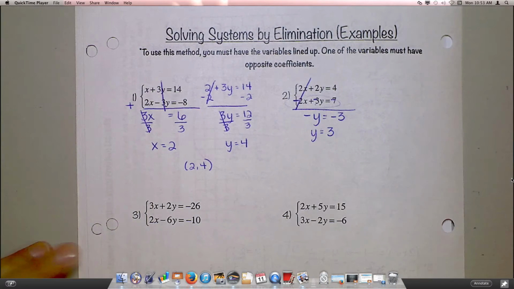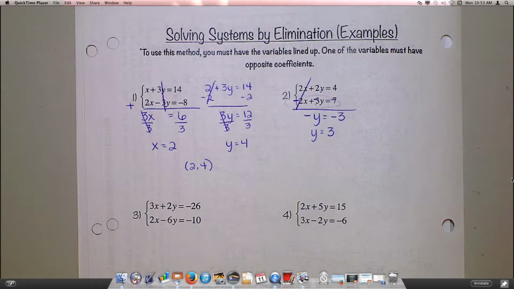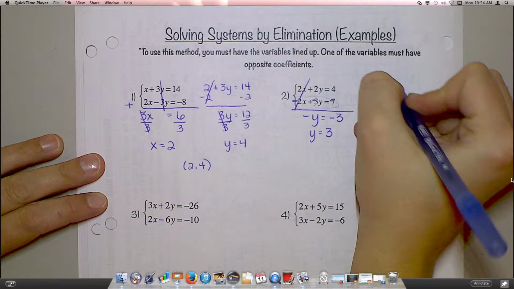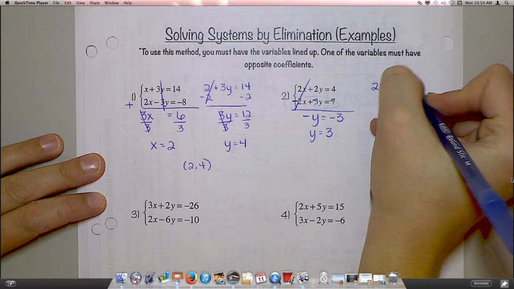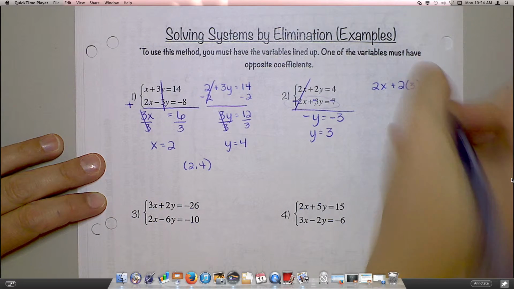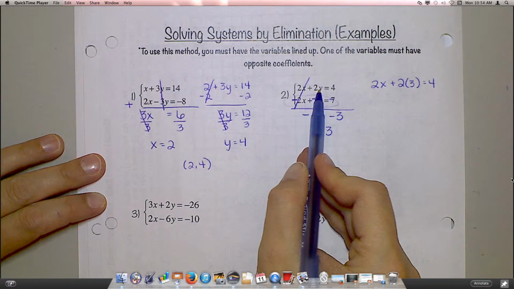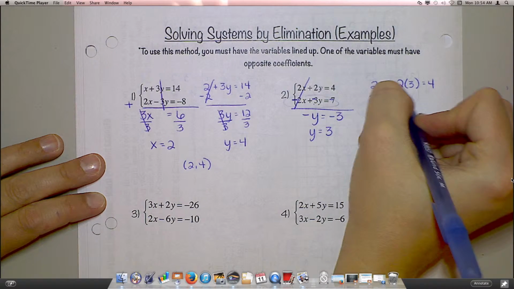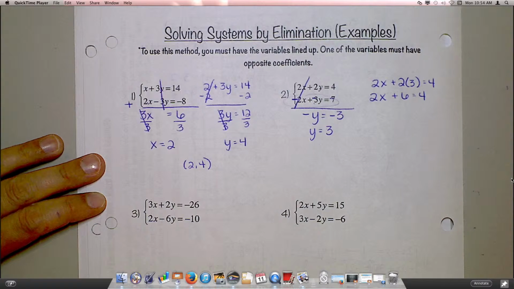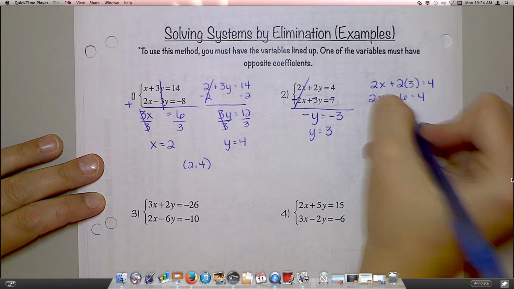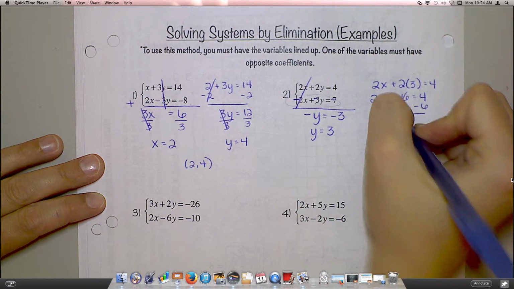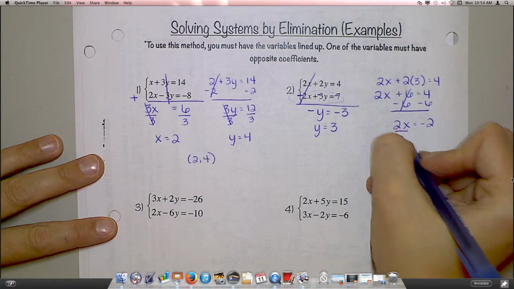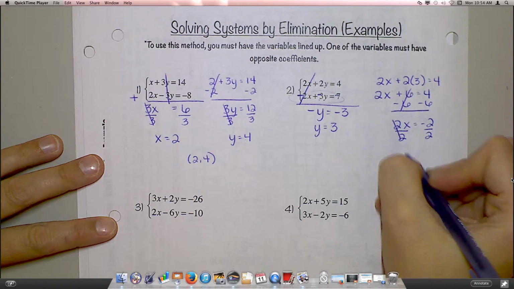And again, you can plug into either equation. I'll just go back into the top one again. So I'll say 2x plus 2 times 3 equals 4. I just put that 3 right there for y. So really this says 2x plus 6 equals 4. Subtract the 6. 2x equals negative 2. Divide by the 2. x is negative 1.